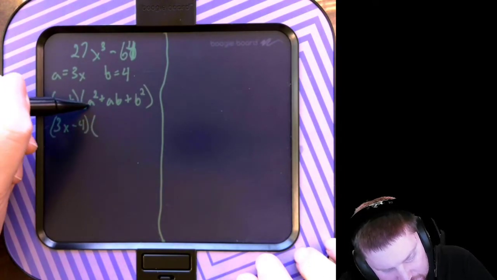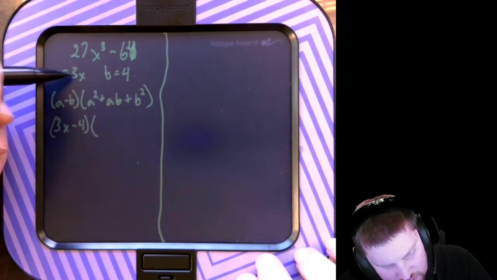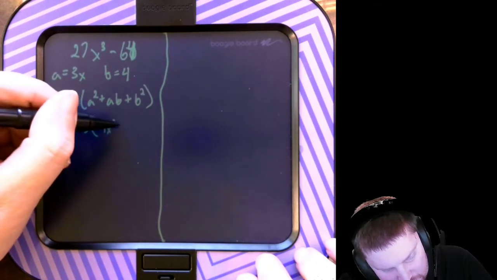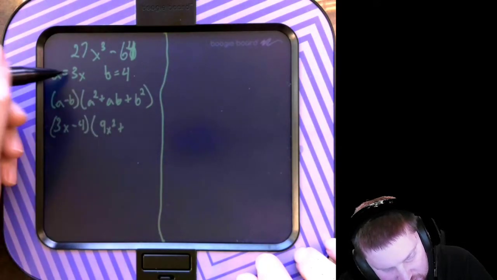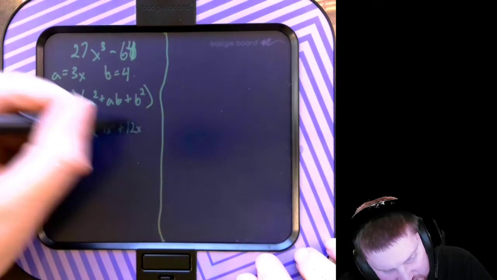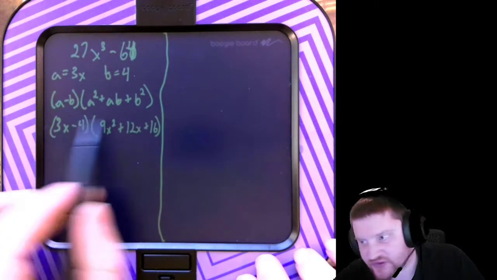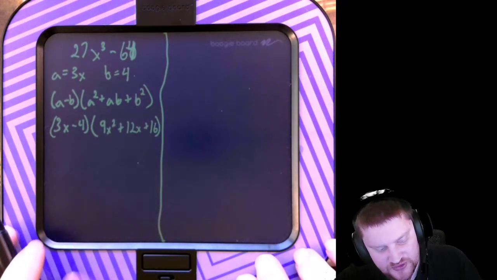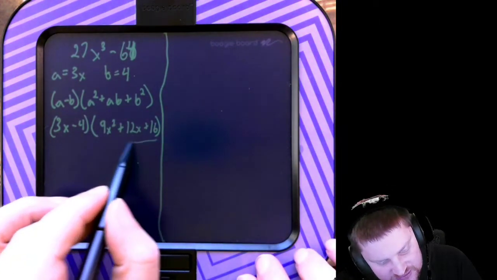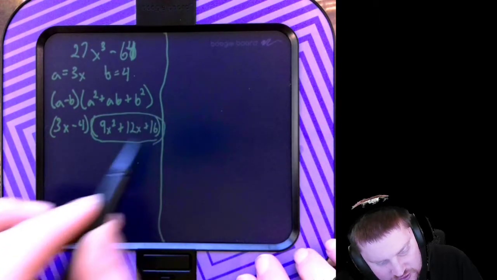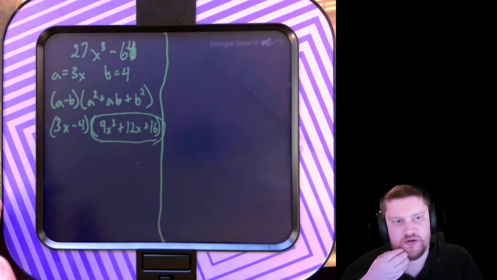And then I get a squared, so 9x squared, 2AB, 3 times 4 is 12x, plus 16. Now in the past we always left it here because there was nothing else we could do with it. However, now we've learned that if we take this and use the quadratic formula, we get even further.